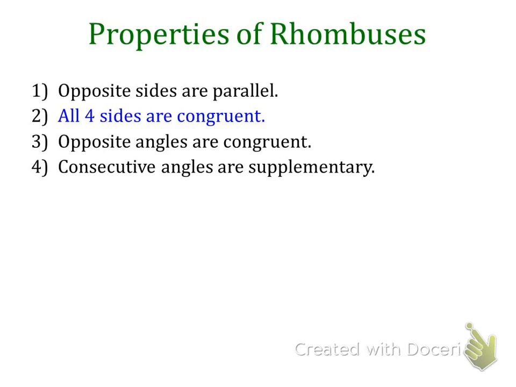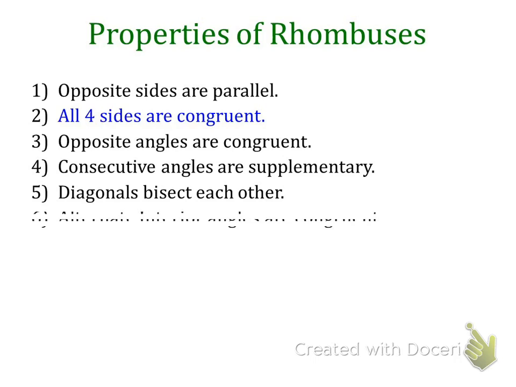Again, it may be helpful if you put off to the side, like, what does it mean to be supplementary, or what does it mean to be consecutive? If you're not across from each other, then you're not the same. Diagonals bisect each other. That is still the same from the parallelogram. Alternate interior angles are still congruent.